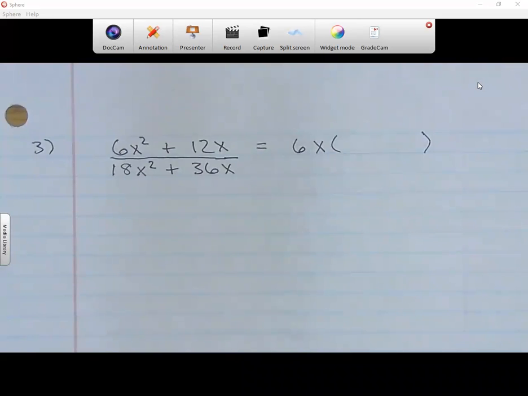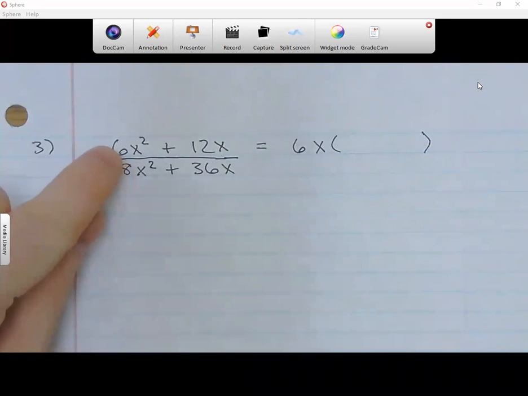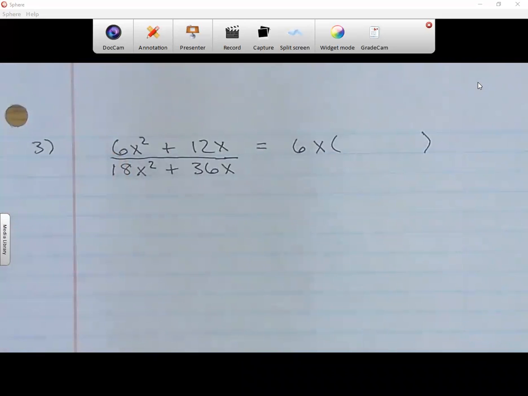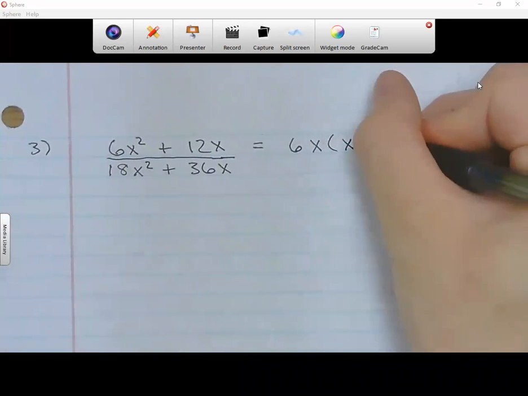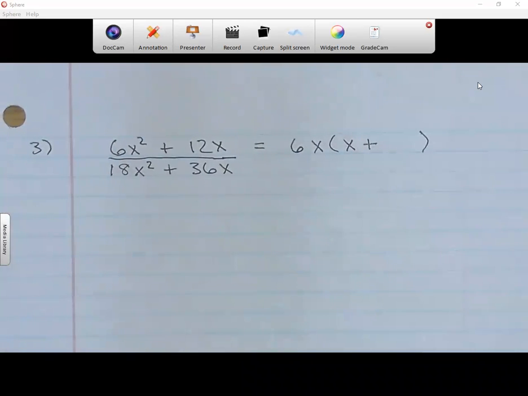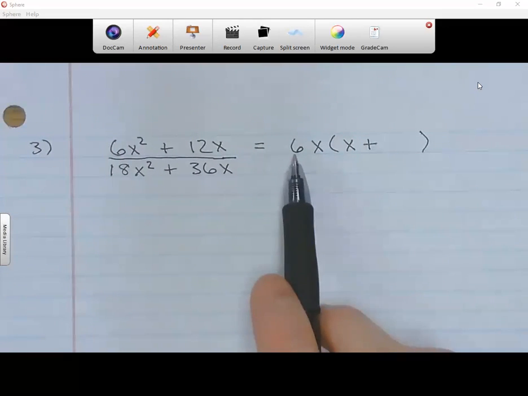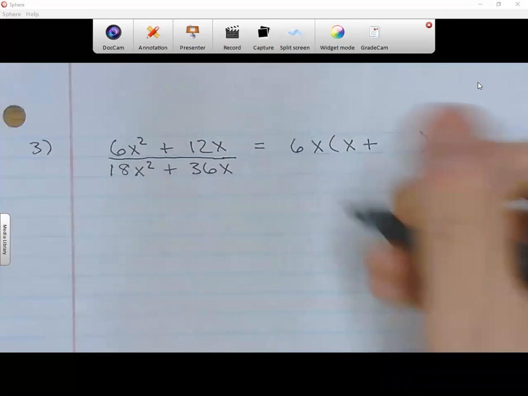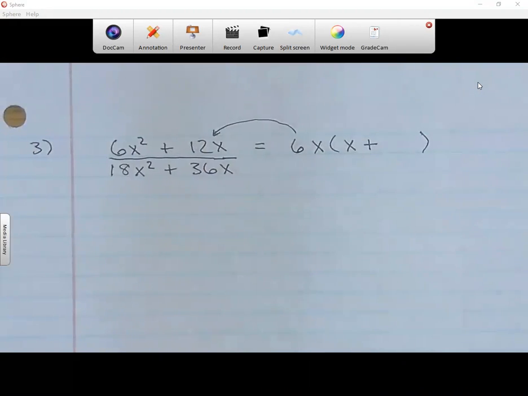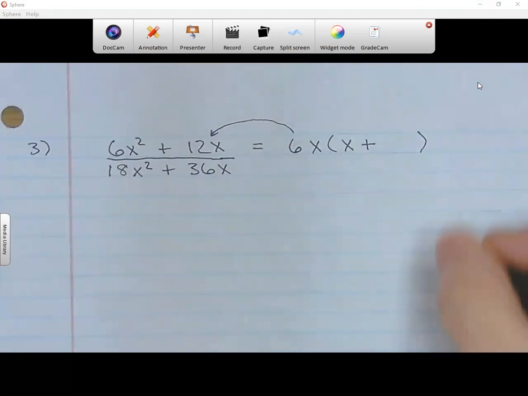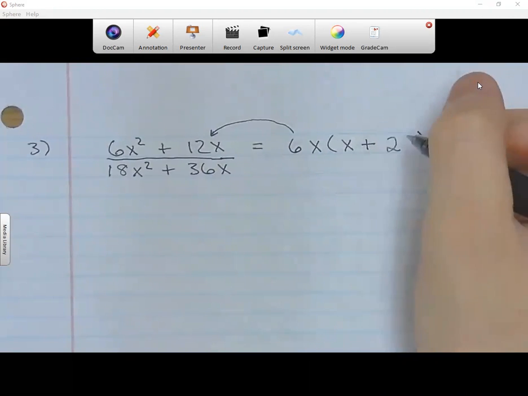Now I just see what I have left on the inside. I took out a 6x. So to get back to 6x squared, I'm going to need another x. So I'll put that right here. And then I need a plus in the middle. And what do I have to multiply 6 by to get back to 12? I need a 2, right? That's going to go over here.